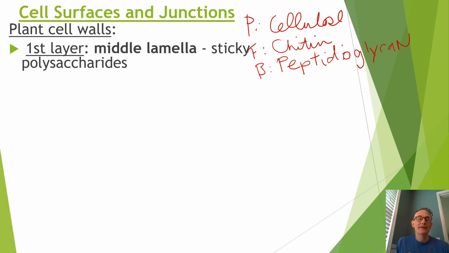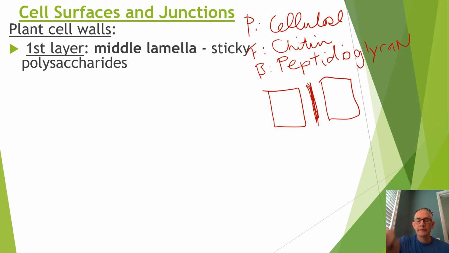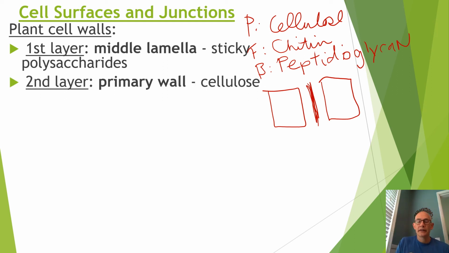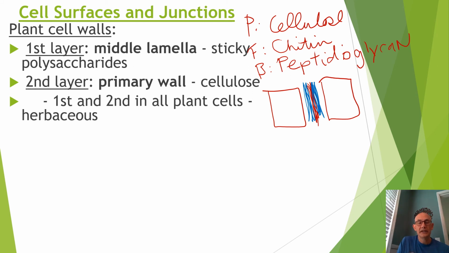The first layer that's actually between two cell walls, so if this is a plant cell and this is a plant cell, then in between them, that's the middle lamella. That's a bunch of long sticky sugars to help glue those together. Then you have the primary wall, which is just made of cellulose. If that's all you have, then you are going to have an herbaceous plant cell.